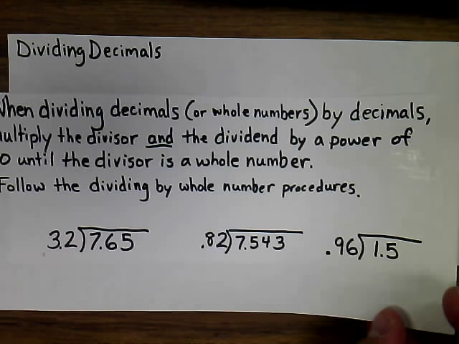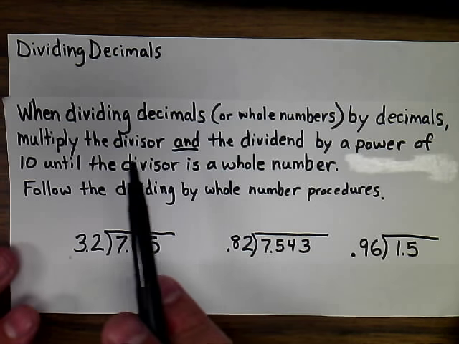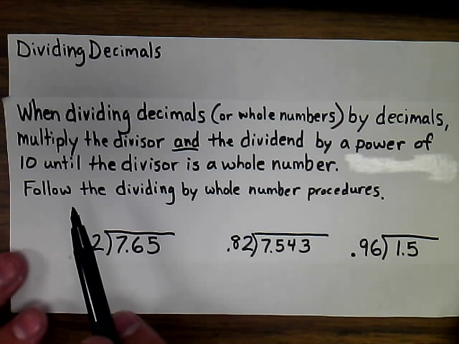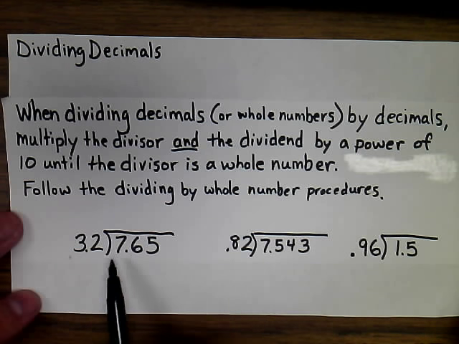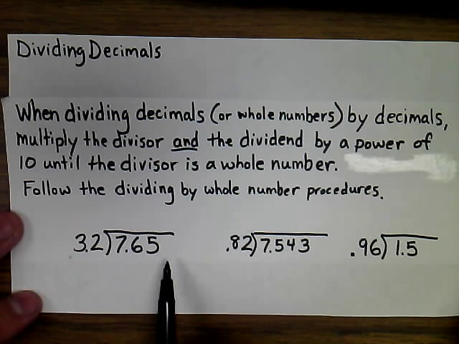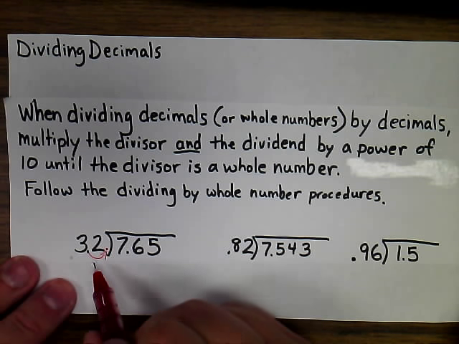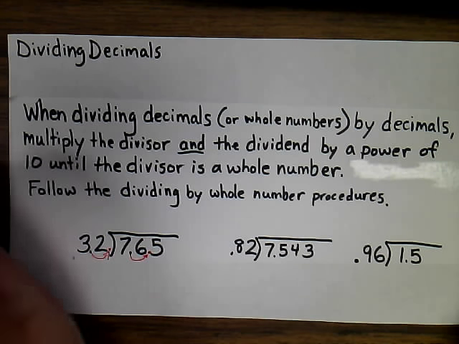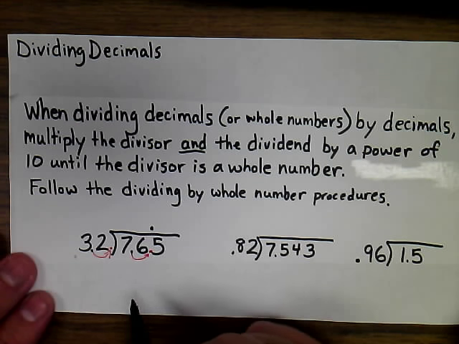Now, be aware that when dividing decimals, or in fact whole numbers, by decimals, you multiply the divisor and the dividend by a power of 10 until the divisor is a whole number. You're going to then follow the dividing by whole number procedures. So in this scenario, we've got a decimal dividend divided by a decimal divisor. What we're going to do is change this divisor to a whole number by multiplying it by 10 and change it to 32. Because we did that, we're also going to do the same thing in the dividend and move the decimal point over 1. Then we're going to follow those same procedures as before. We're going to move the decimal point straight up, and then we can divide.